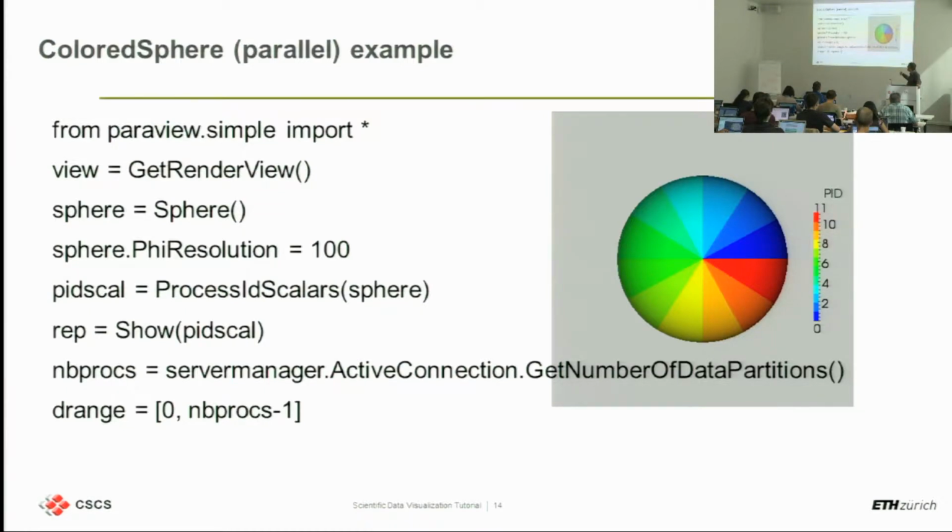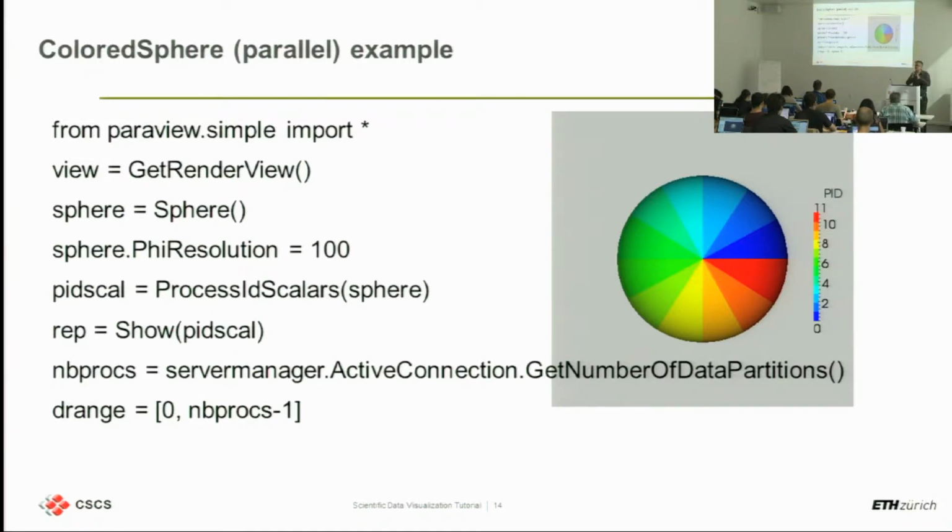Here's our sphere. We're going to run it in parallel this time, and we're going to visualize the sphere cut off in different slices among the processors. So there it is, sphere. You don't have to type all of this, okay? The file is already ready for you on Daint. We'll set a resolution of whatever number, 100 is good. We'll use the process ID scalar to color it. We'll show it, so this is it, showing the color of the processor.